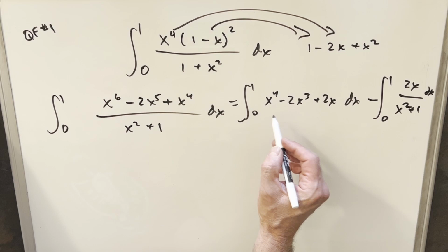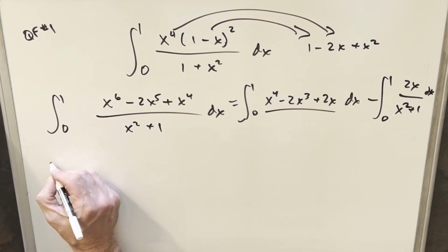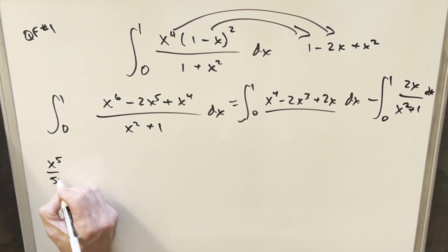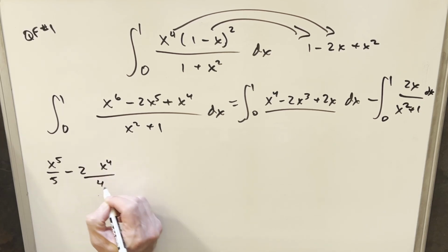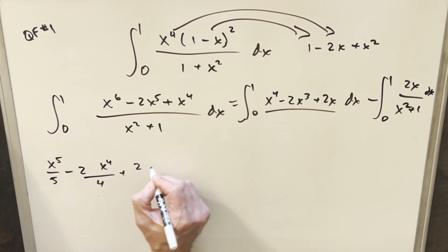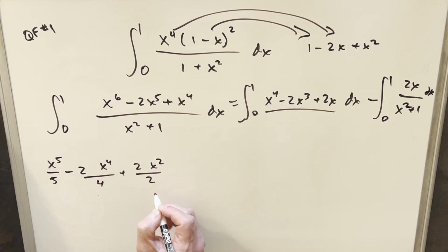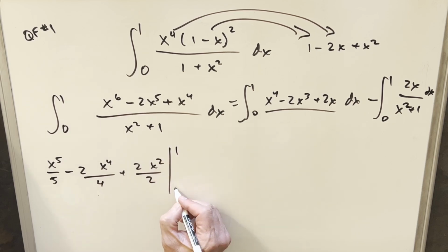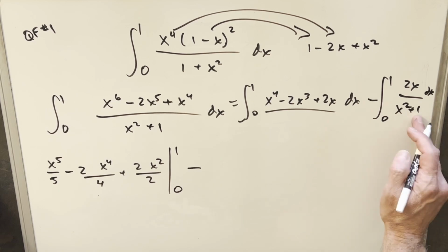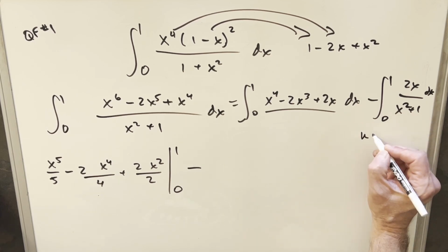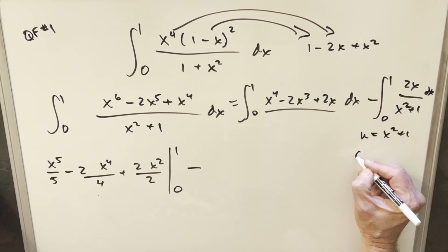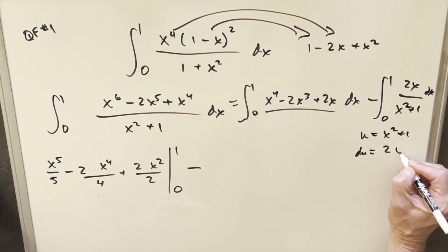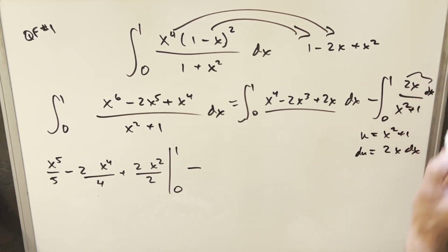Okay, so the nice thing here is just power rule. So I'm going to integrate this. We'll have x to the 5 over 5 minus 2x to the 4 over 4 plus 2x squared over 2, evaluated from 0 to 1. And this is actually set up pretty nice because if I make a u substitution for x squared plus 1, we just noticed that du is exactly our numerator.